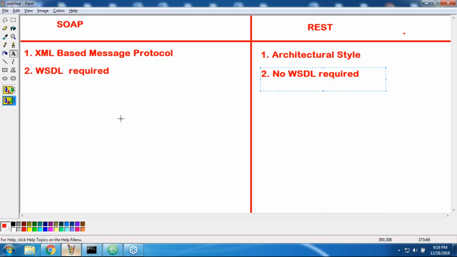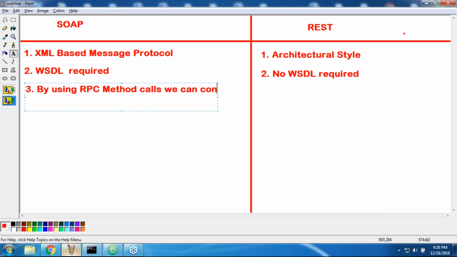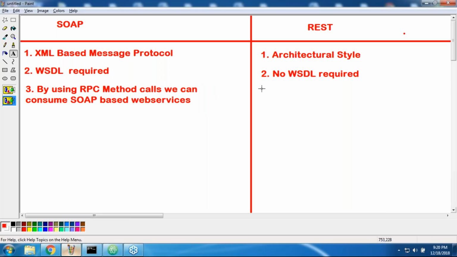Next, how to invoke services, a very important point. In the case of SOAP-based web services, if you want to access any SOAP-based web service, the partner application has to perform RPC method calls; by using RPC we can consume SOAP-based web services. But for REST, we are not required to use any method calls. Directly by using the URL path, we can consume REST services.